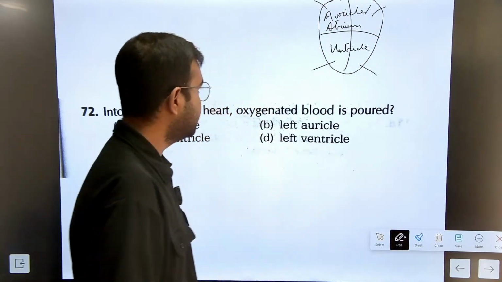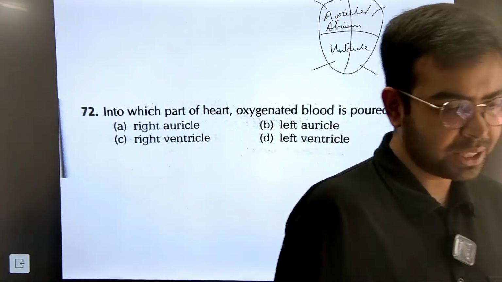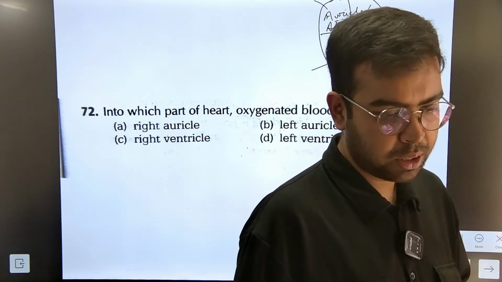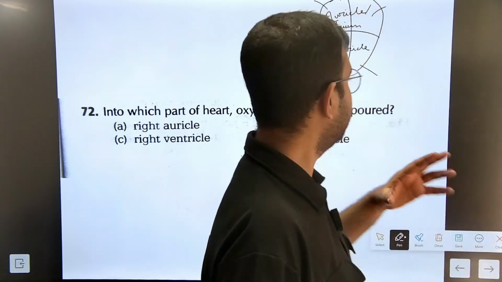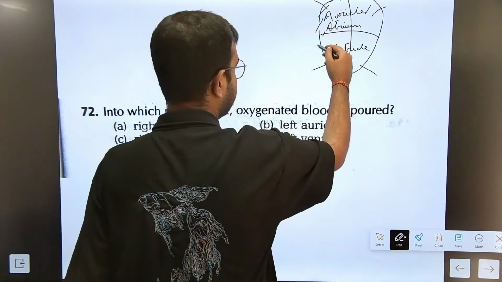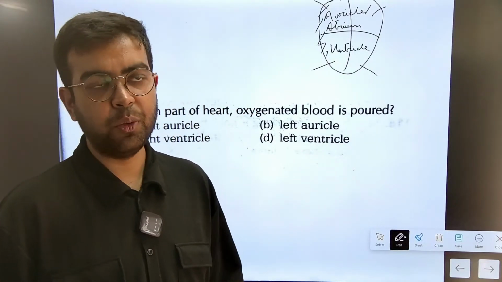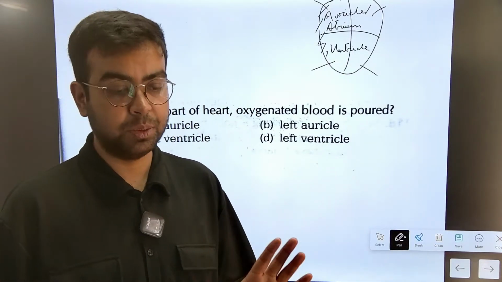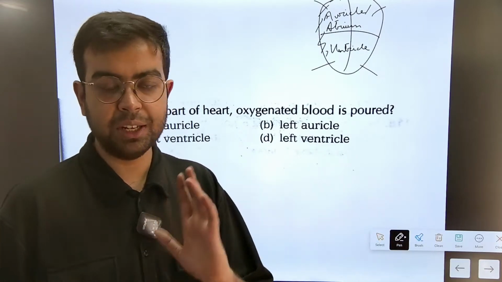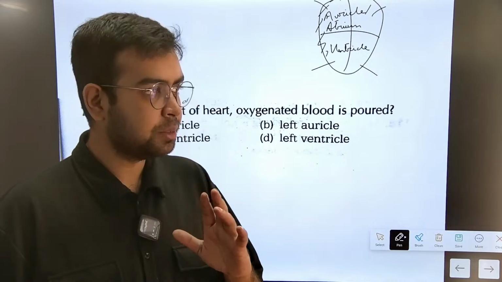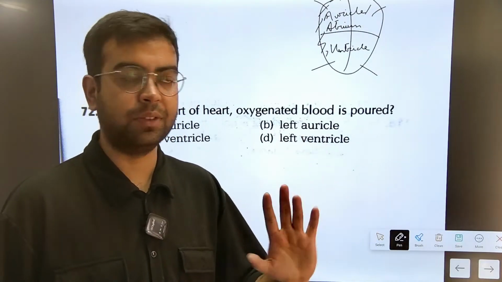Now we all know that the right side always has the impure blood or the deoxygenated blood, the blood without oxygen. And oxygenated blood is always present on the left side of the body. Pure blood or oxygenated blood is always present on the left side of the heart, and impure blood or deoxygenated blood is always present in the right side of the heart.